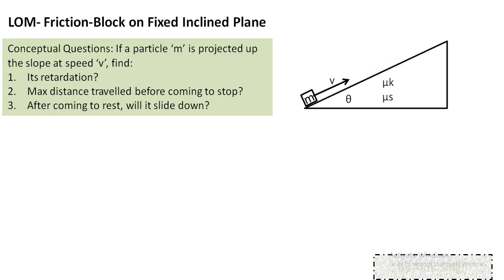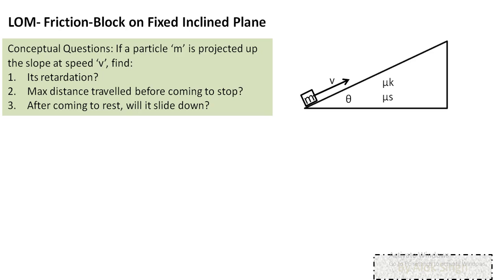Let's take a slightly different question. If a particle or a small block m is projected up the slope at a speed v. Even before we start solving, it's quite easy to visualize that if we give the block velocity by giving an impulse or a force, some form of energy, and it is moving up the slope, naturally it will slow down and it may come to a momentary rest. So find what is the retardation, what is the maximum distance traveled before coming to stop, and third, after coming to rest, will it slide back down or will it remain at rest?